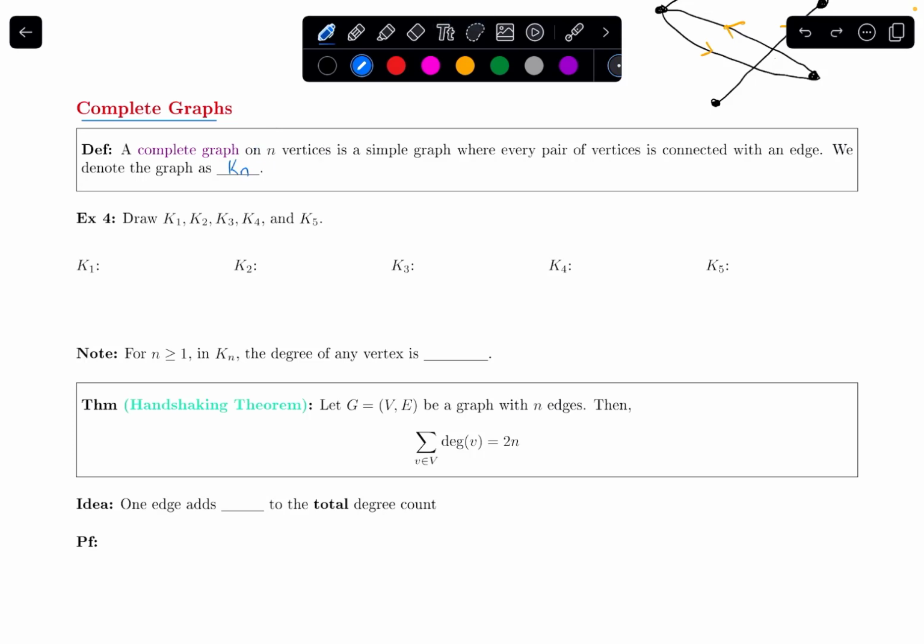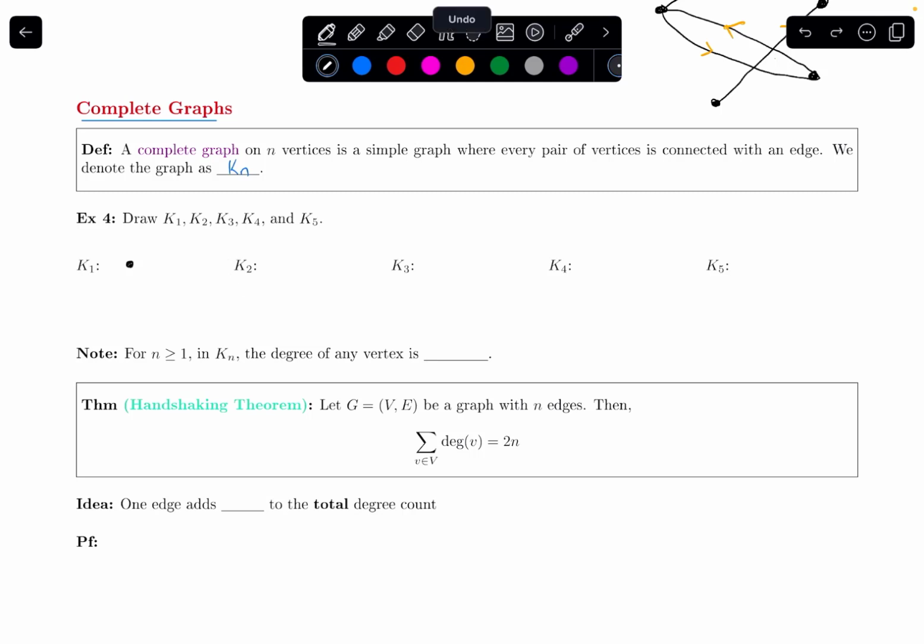Okay, so let's do an example. Let's draw some of these complete graphs. So K1 is a complete graph with one vertex. So let's draw one vertex. I can't have any edges here because an edge would only be able to connect it to itself, but then it's not simple because it would have a loop. So it's just a vertex by itself, which can happen. A graph can have a vertex just by itself.